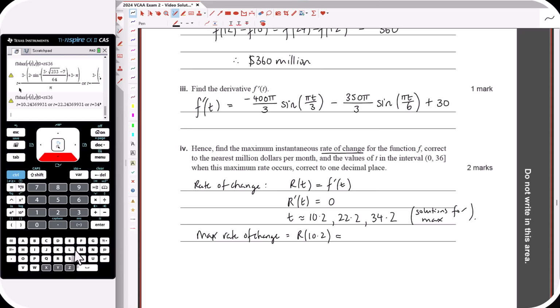All right, let's try again. R of 10 point... I always type in as much as I can for as much accuracy as I can, or copy it down if I can, but it would be messy to copy here with 3 solutions in one line. 69931. Right, so we want the maximum instantaneous rate of change correct to the nearest $1 million, and the values of t to 1 decimal place. So that's just going to be 725 million.